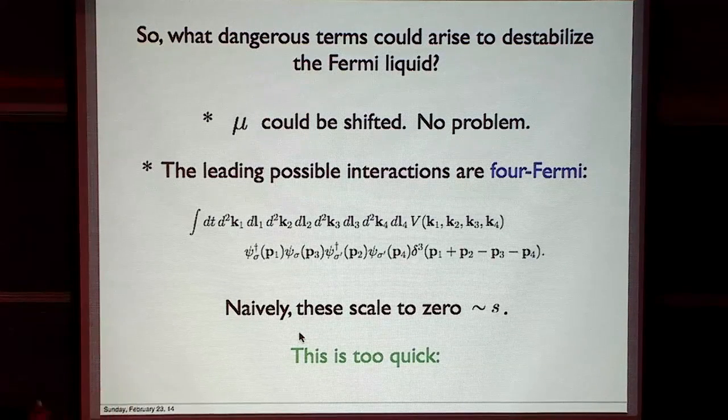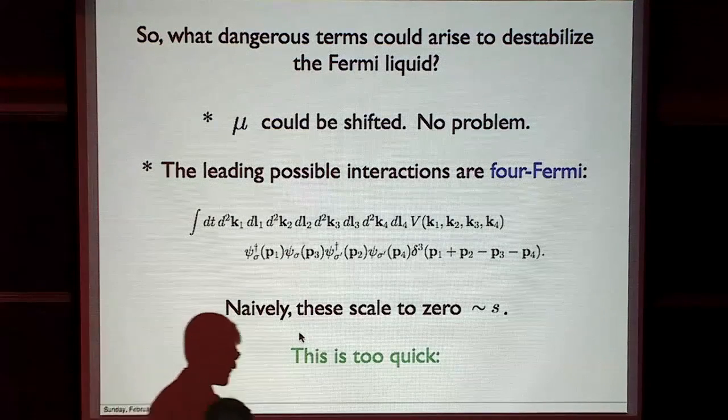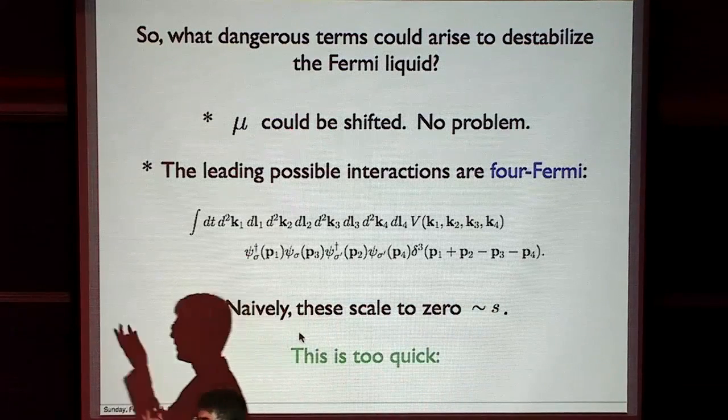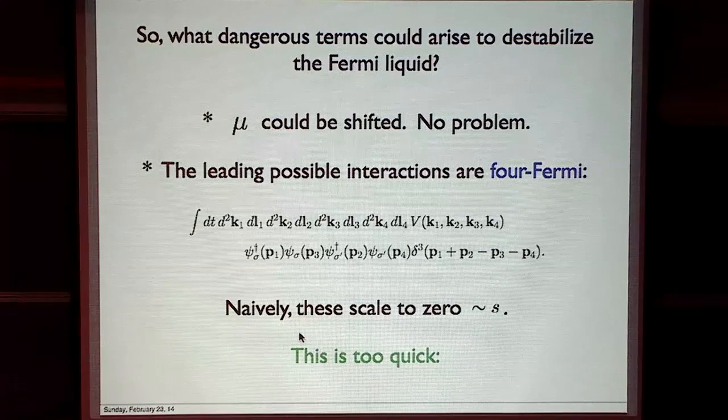Anyway, so what dangerous terms could arise to destabilize the Fermi liquid? Well, you said it. One thing that could happen is that mu could be shifted. In other words, E Fermi is getting corrected by some divergent terms. No problem. We didn't assume a special shape of the Fermi surface. If we do later, it'll be based on discrete symmetries that are easily preserved under radiative corrections. So this is not a problem for us. It's relevant, but we don't make assumptions about its value. It's not like the Higgs mass.